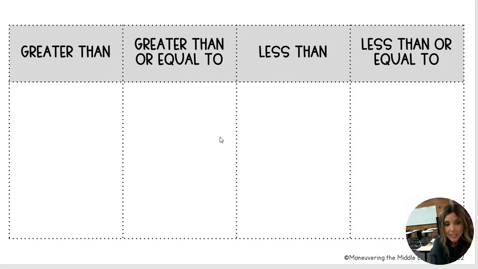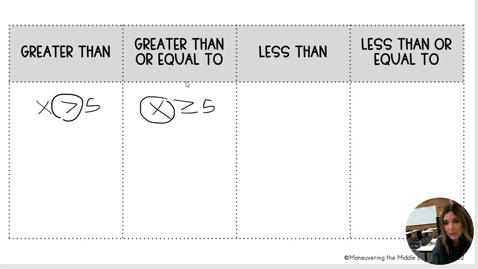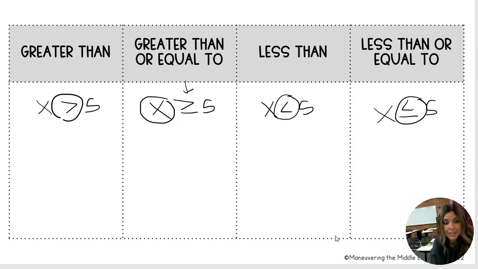Now, the inequality symbols look like this. If x is greater than 5, we would use the greater than symbol, okay? If x is greater than or equal to 5, this is the greater than or equal to symbol. So that means the x can be a 5 or any number bigger than 5. If it's x is less than 5, we use the less than symbol. And if x is less than or equal to 5, we use the less than or equal to symbol.